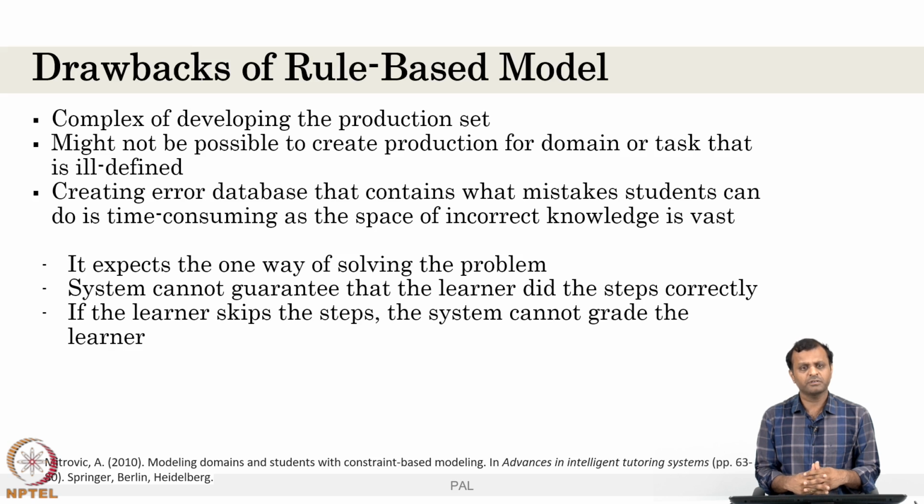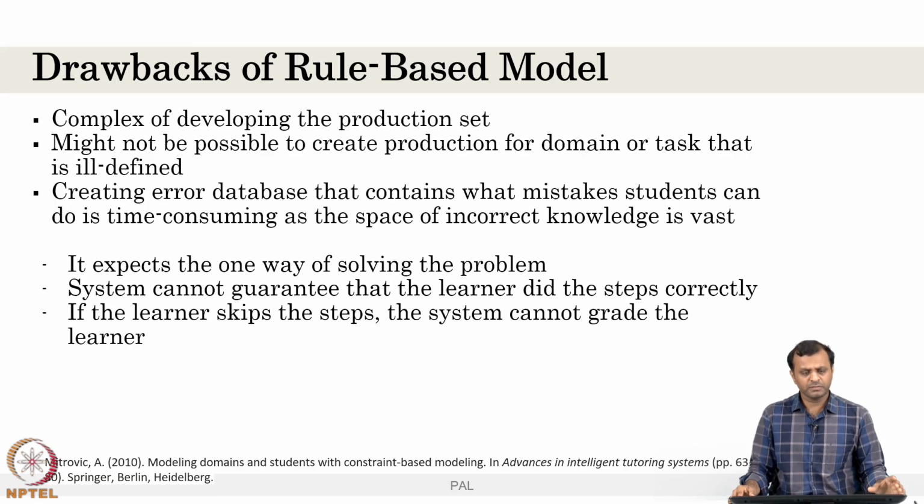We don't have the knowledge base of all the incorrect knowledge of each concept. We might know two or three misconceptions based on the research, but there might be many misconceptions which are not even discovered. So how do you even create the buggy rules or the misconception database? That's a big problem.